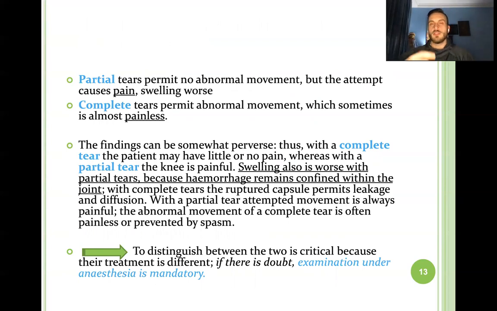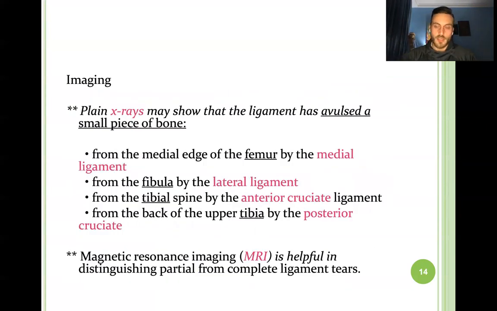Partial tears permit no abnormal movement. So if you are examining your patient, you will see a stable knee. There might be bruising, swelling, pain, tenderness, but the knee is stable. If it's complete, sometimes it will be unstable and your patient might not complain of pain. So that's why it's very important to know if it's partial or complete.